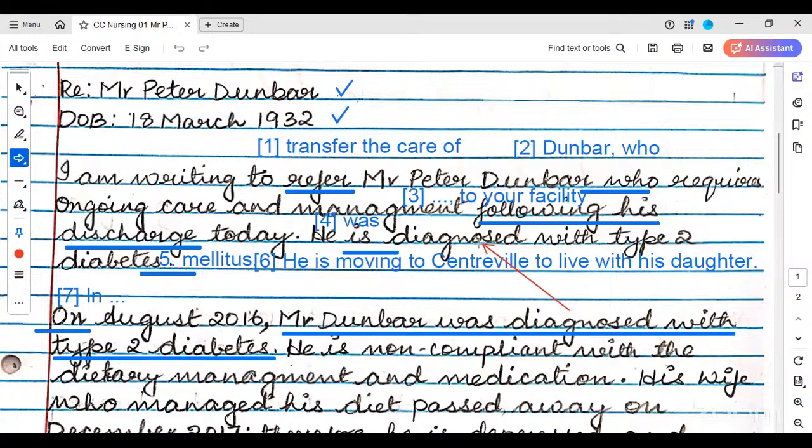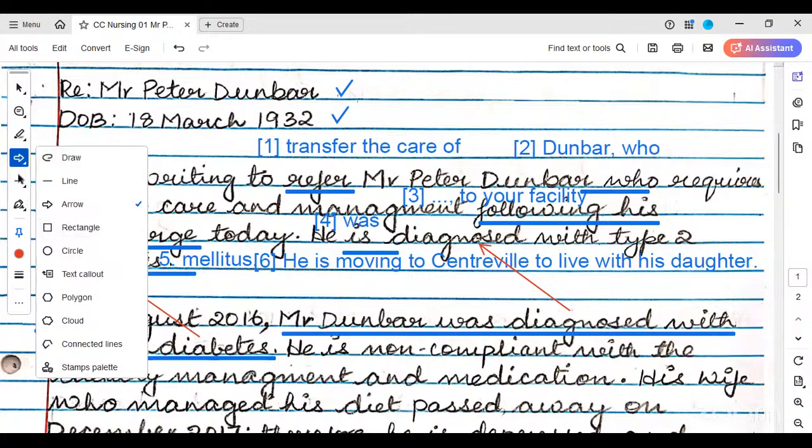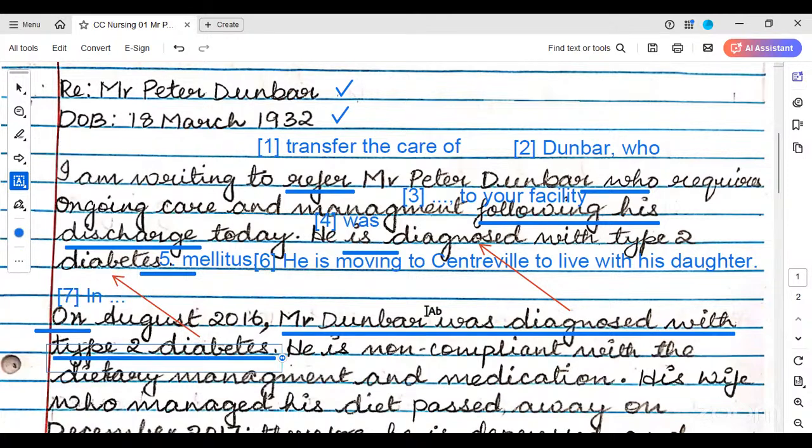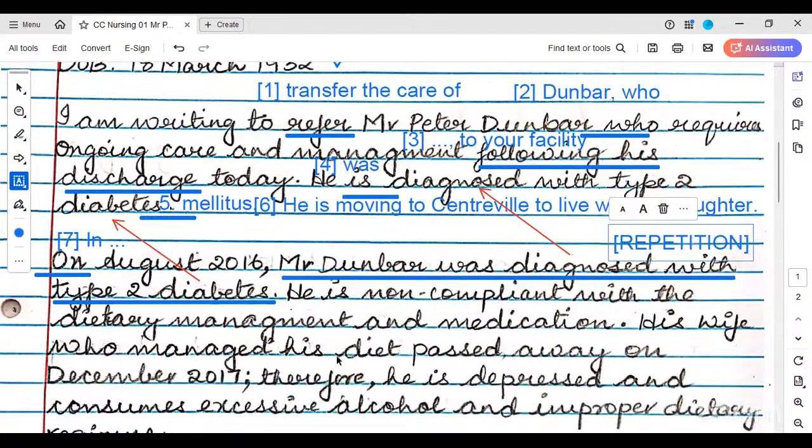Diagnosis. It's already mentioned here. Diagnosed with type 2 diabetes. Already mentioned here. So this is a genuine case of repetition. So be careful with the aspect of repetition. We have to write only 200 words and you're already repeating things.